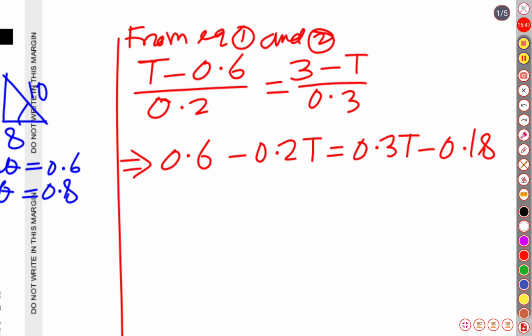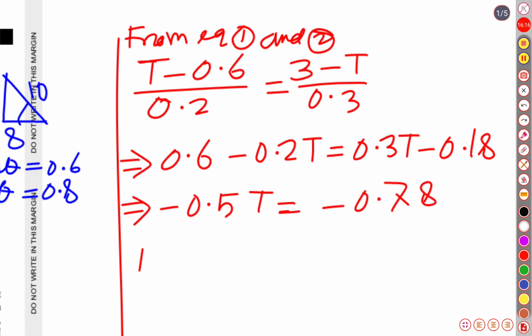After that, if we add up both the t's, it is going to be negative 0.5t equal to, the right side is also going to be negative, 18 and 6, so it is negative 0.78. Hence our tension is going to be 0.78 over 0.5.